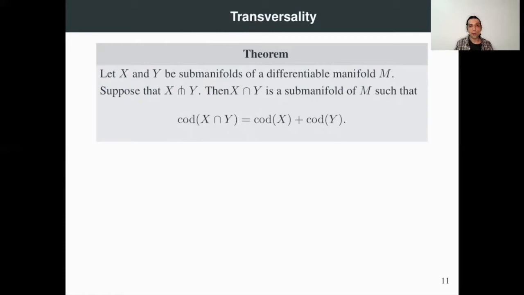Let X and Y be two submanifolds of a differentiable manifold M, and suppose that these two submanifolds are transversal. We are going to use the same symbol for the transversality of a map and a submanifold and for the transversality of two submanifolds. And what we have is that X intersection Y is a submanifold of M such that the codimension of the intersection is the sum of the codimensions.